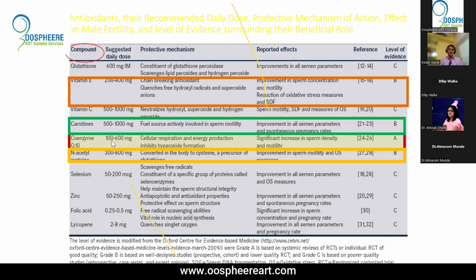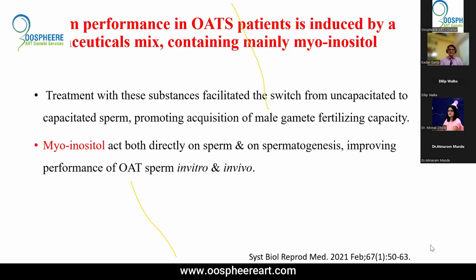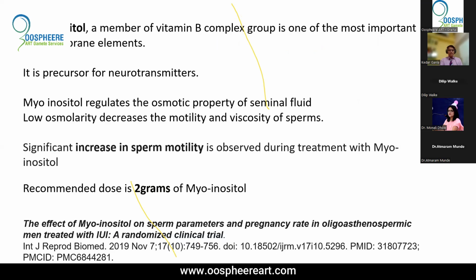You have to have 200 milligram, then L-carnitine B grade evidence, N-acetylcysteine; hardly any combination in India has N-acetylcysteine. Then you have vitamin C and ginseng and everything. Now a new molecule, myo-inositol, can improve the sperm motility and performance in OATS patients in vitro and in vivo studies.